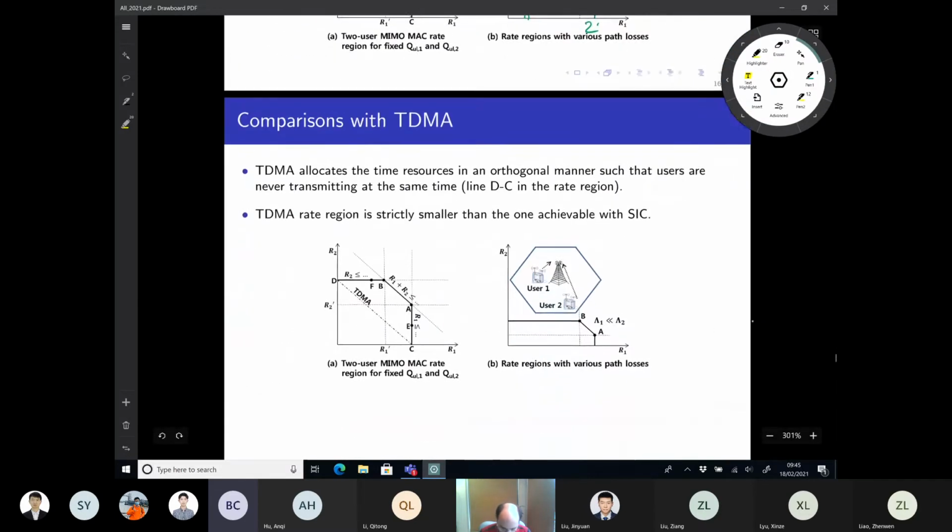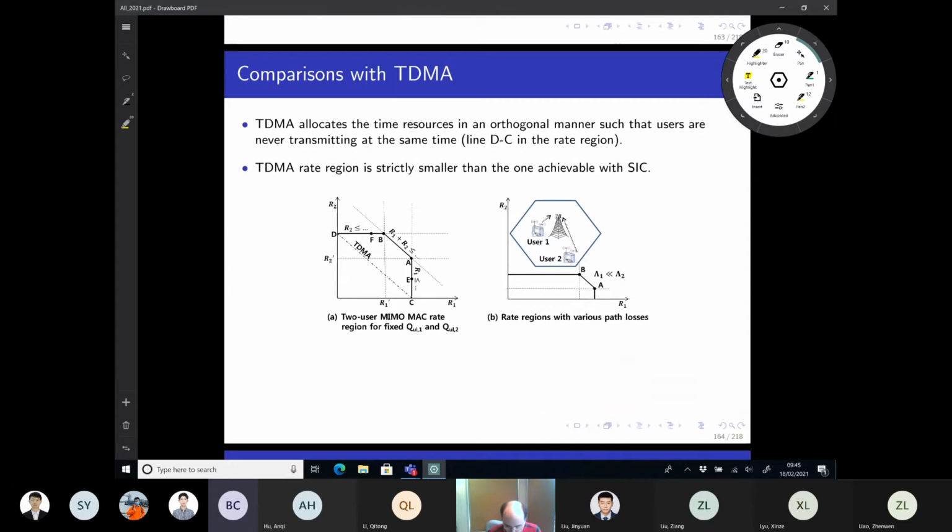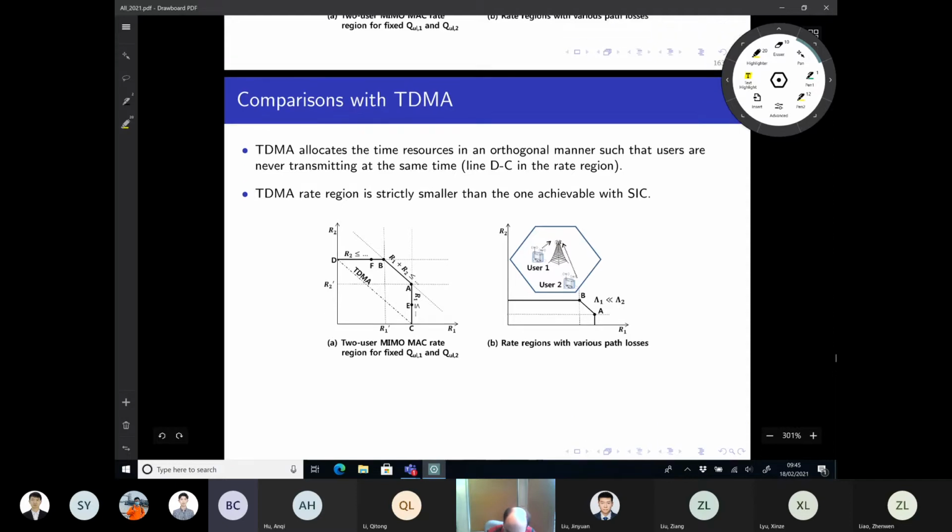Good. So the TDMA region is strictly smaller, right? There you transmit with only one user at a time. So either user 1 transmits or user 2 transmits. By doing this, you get a region: any point inside here, with the maximum you can achieve on this line. And all those points in the region between that line and the pentagon boundary would not be achieved by TDMA, right? You would need to transmit the two streams at the same time and use some more advanced receiver in order to achieve those values.